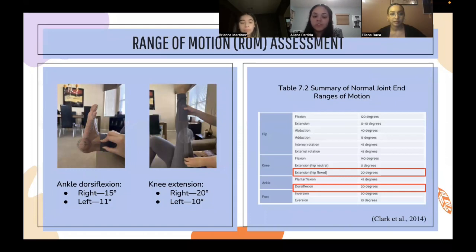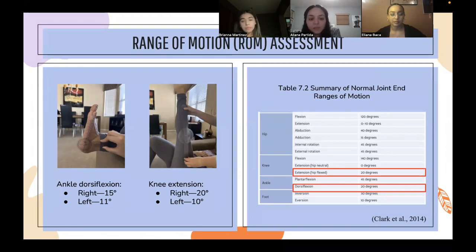So for here, range of motion, as it suggests, assesses the range of motion of a particular joint. And in this case, we focused on two tests, which had some correlation to the compensations that we could see within the transitional movement assessments. So for the first one, we have ankle dorsiflexion.